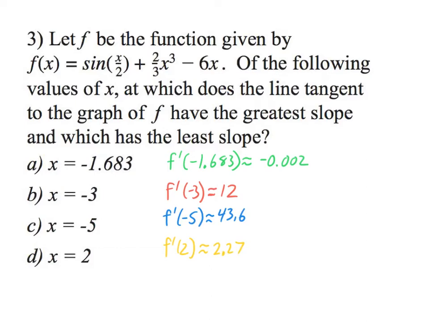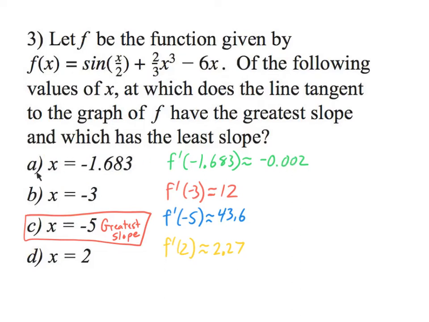So just by looking at these numbers, which is the greatest slope and which is the least slope? The greatest slope looks like it's this one. It is going up very, very steep, the biggest. So this one right here has the greatest slope. Now, which has the least slope? Well, the smallest number is this one, which is basically 0. Looks like there's a horizontal tangent line there.